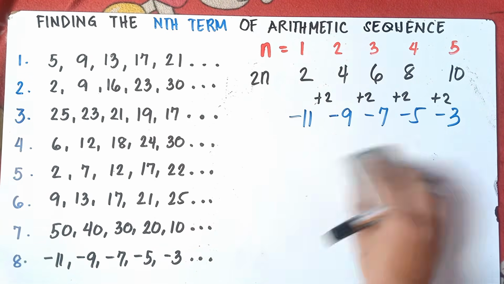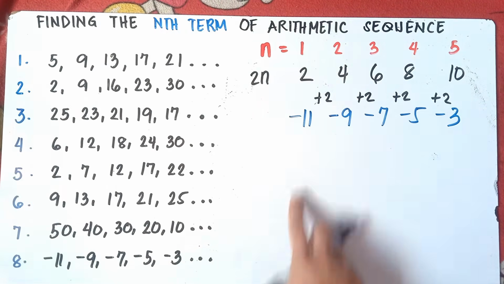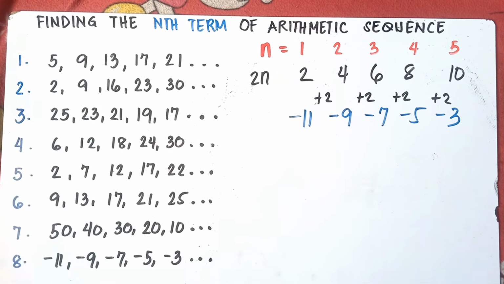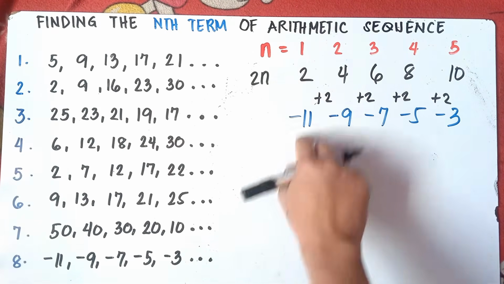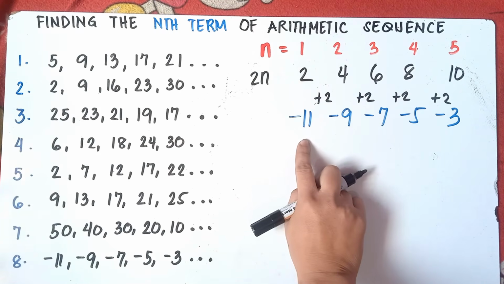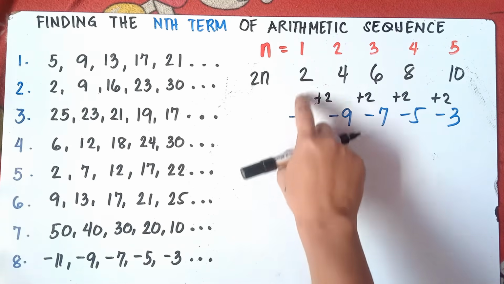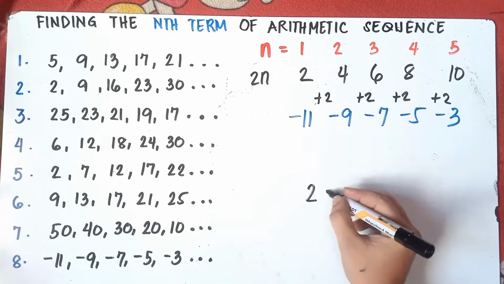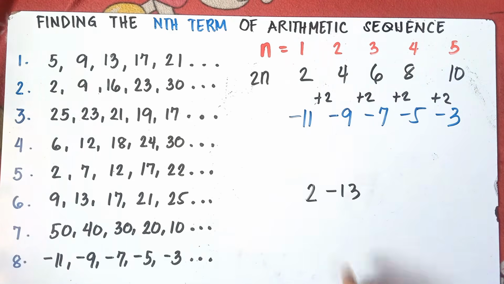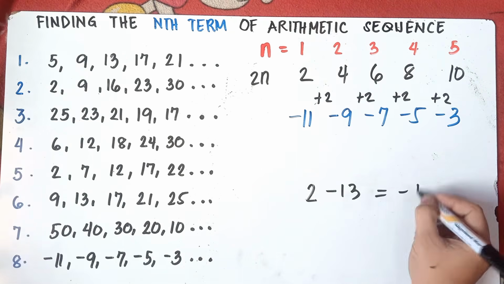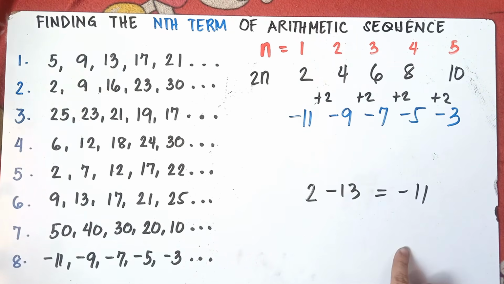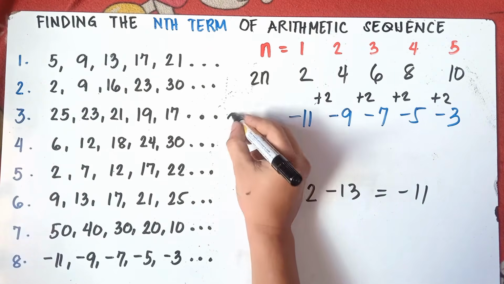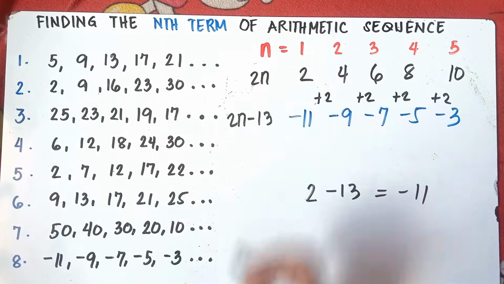Now, what will be the thing that we will do, class, so that this 2 becomes negative 11? So, we will be subtracting 13, right? We will be adding negative 13, right? Because 2 minus 13 is negative 11, right? So this will be 2n minus 13.